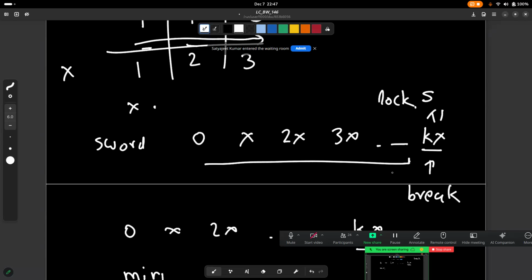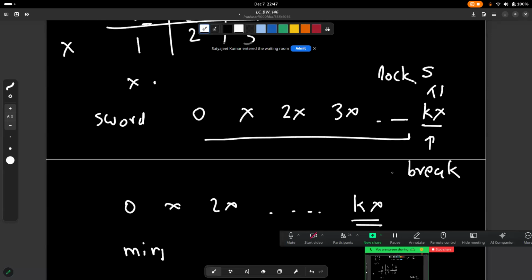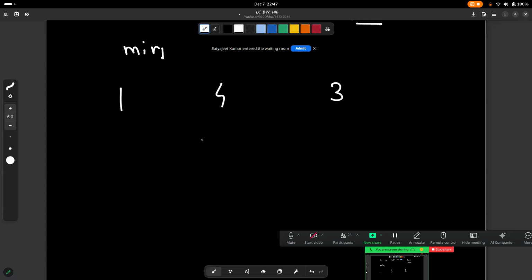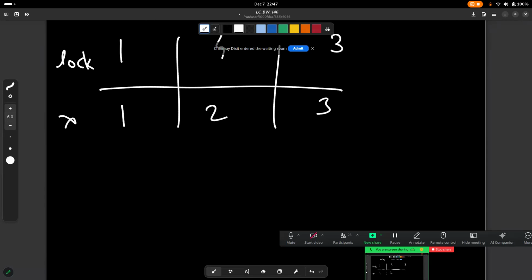Now, remember, over here, I have decided the order beforehand. We'll see how order affects the answer that you get. But let's just say that you have decided that I'm going to break my locks in this order. First, I'll break the lock with value of 1, next 4, then next 3. For the lock with value of 1, x is equal to 1. For this it is 2. And for this, it is 3.